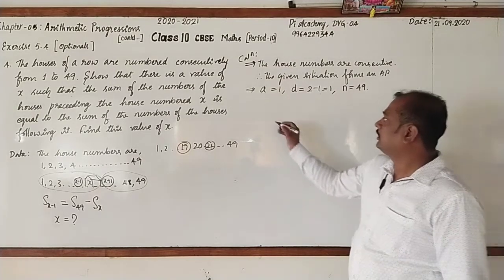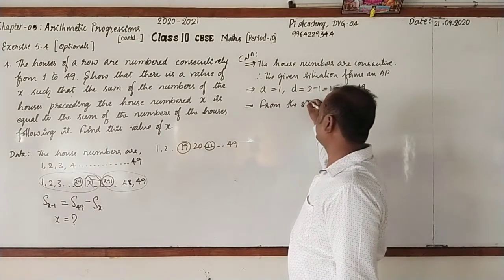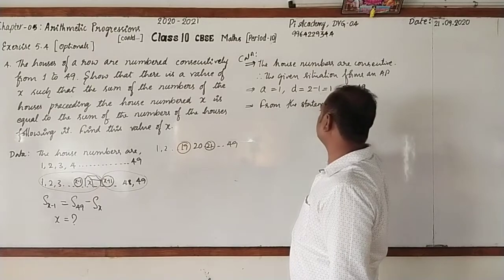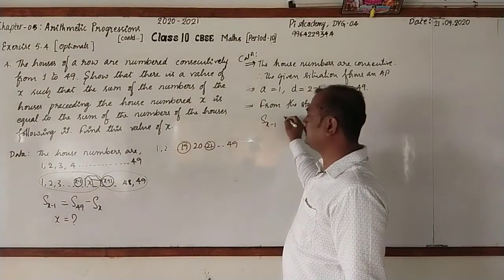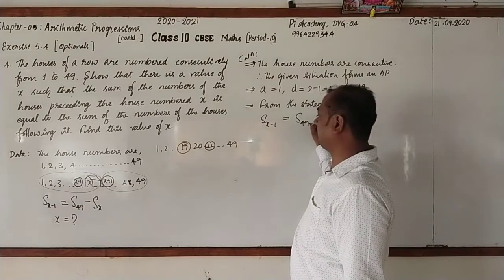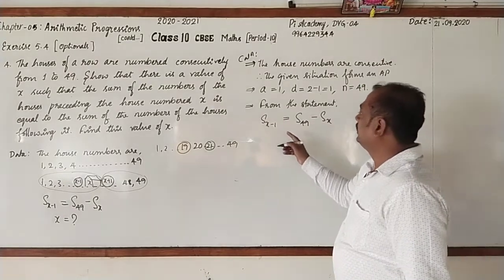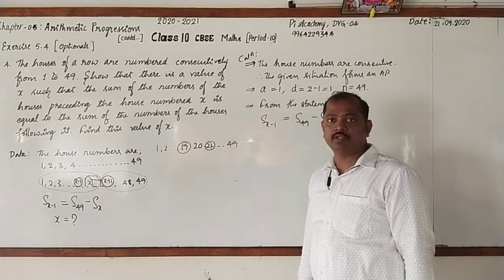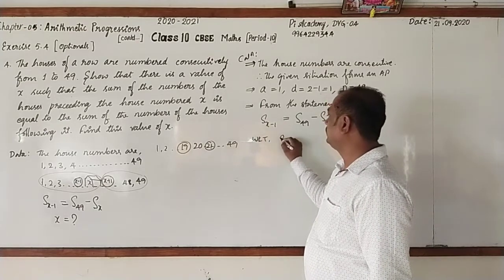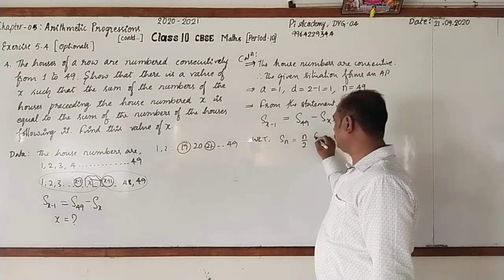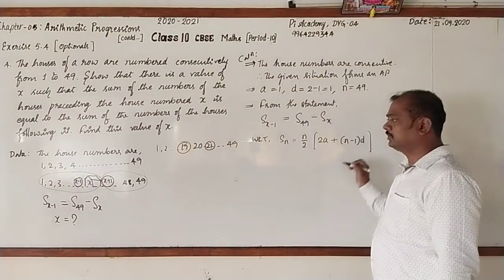Clear? Now, here I'll write from the statement. From the statement, how do you write? It is S_(x-1) equals S_49 minus S_x. Right? Now, let us go for using the formula. So, we all know that Sn is equal to n by 2 into (2a plus (n minus 1) into d).